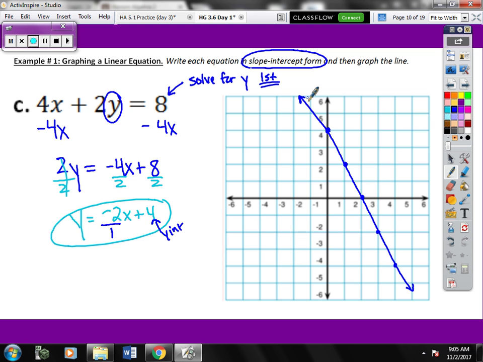Make sure that you don't do this. That's wrong. It's not a segment, it is a line. It needs to extend without end in both directions.